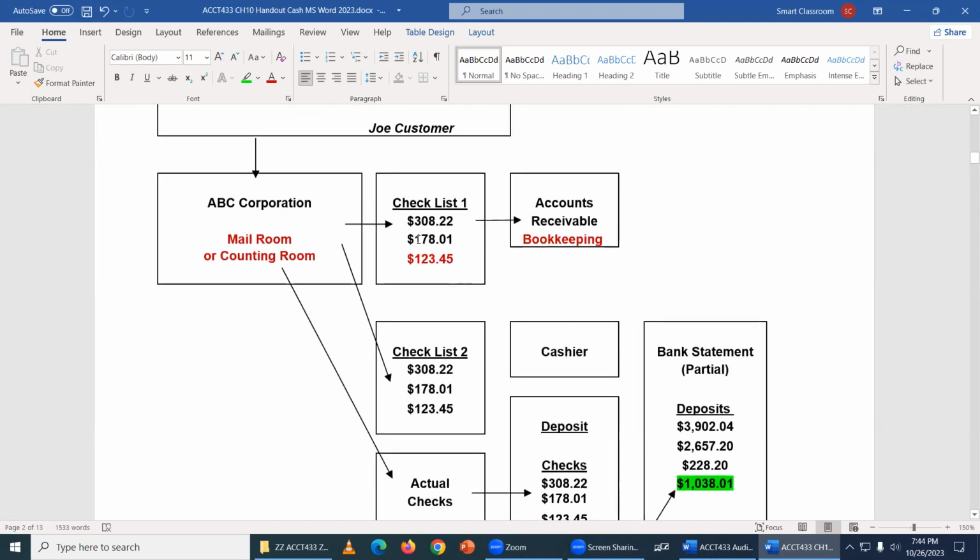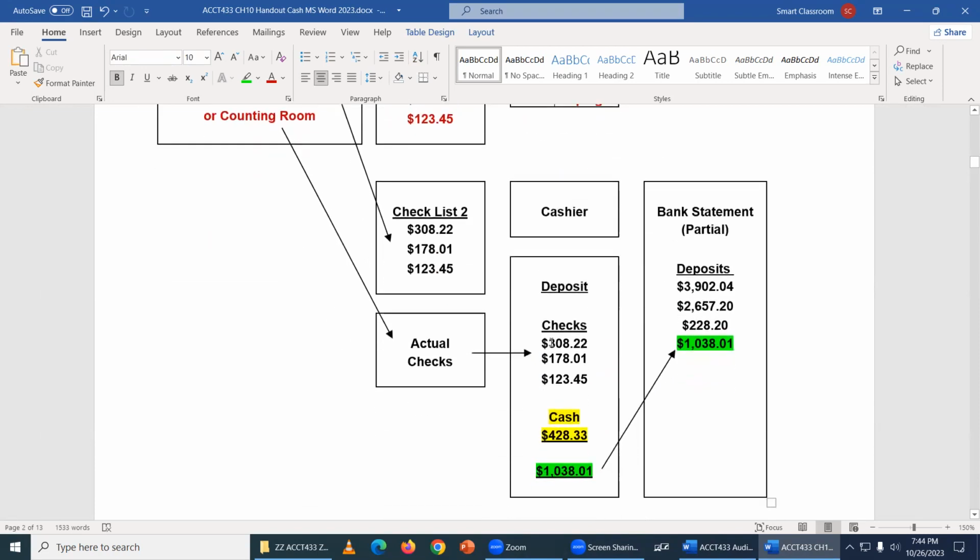Okay, so first the checklist goes to accounts receivable. They just get the list. The cashier will actually have the custody of the asset. They'll make the deposit into the bank. That's still custody of the asset. And that will be shown as a deposit of 1,038.01.